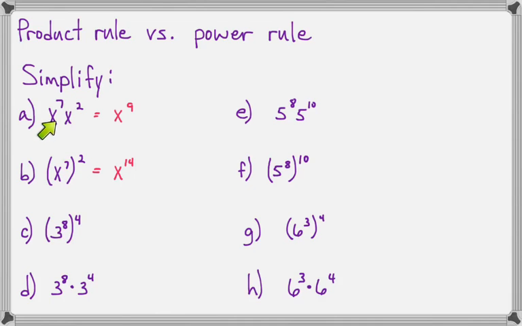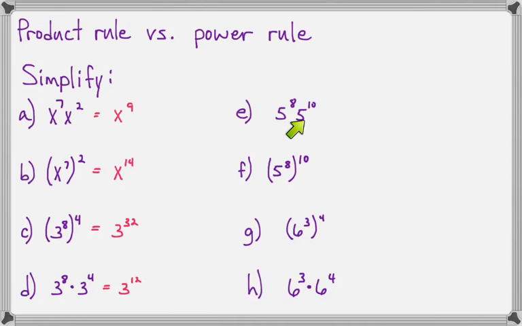So when it's base times base, you add the exponents. When it's exponent to exponent, you multiply the exponents. Okay, this is a power rule set up because I have 3 to the 8th raised to the 4th. So exponent to exponent, we'll have 3 to the 32nd. But if I have 3 to the 8th times 3 to the 4th, that's a product rule problem, and so I add the exponents together. And 8 plus 4 is 12.